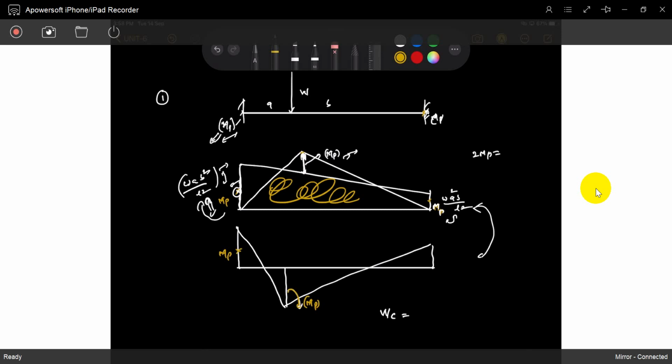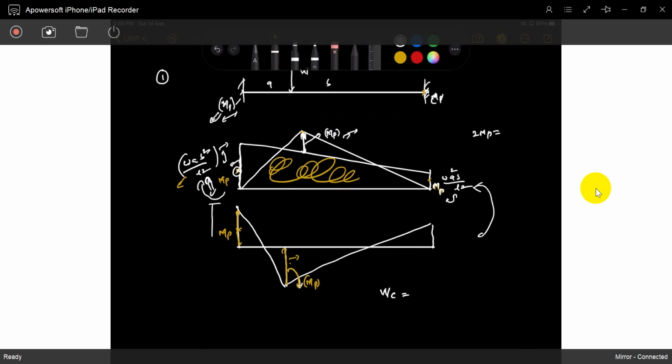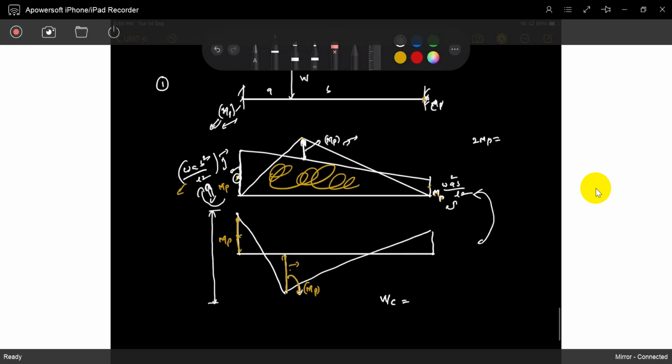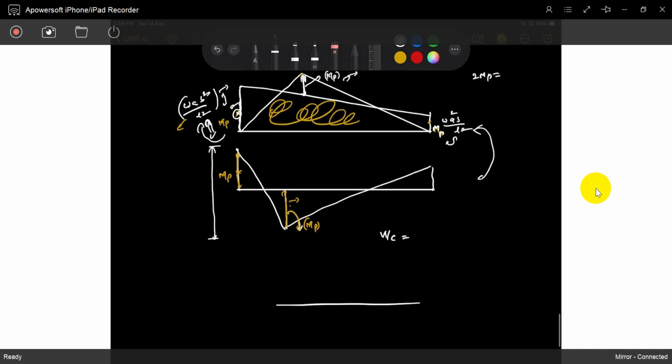Sir, what is this applied value? Sir, we don't know. We know this value, but we don't know this value, sir. But we know what we know. We know the total value. Sir, how can we know the total value? If you see, what is this total value?